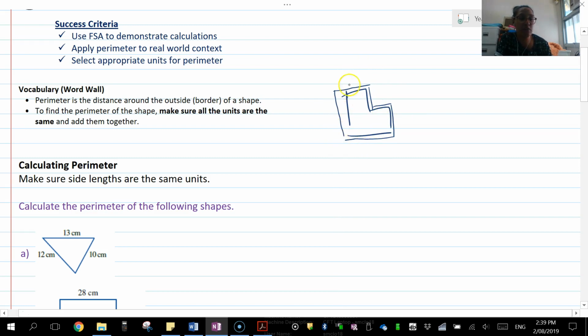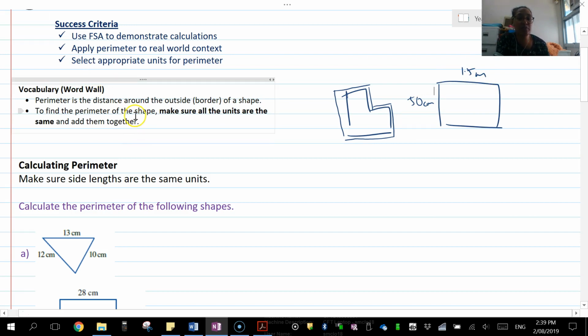You need to make sure that when you are doing this, all your units are the same. So if you have a shape that looks like this, and this side is 1.5 meters, and this side says it's 50 centimeters, it is important that you do one conversion so that they are both either meters or centimeters. So that's the important thing.